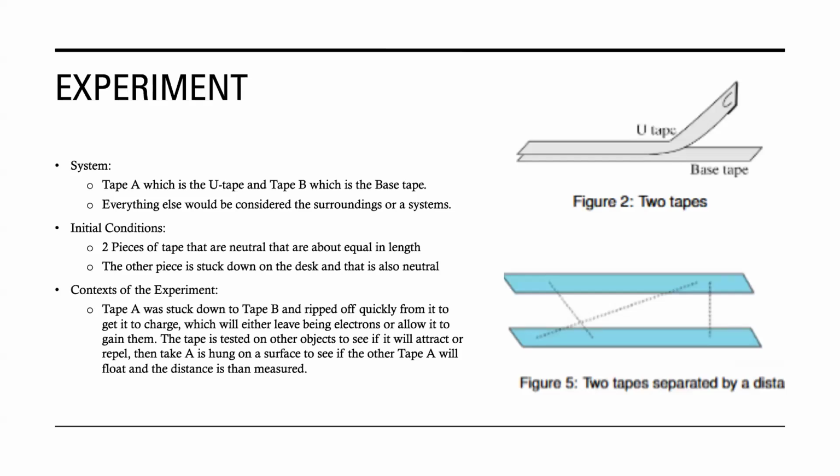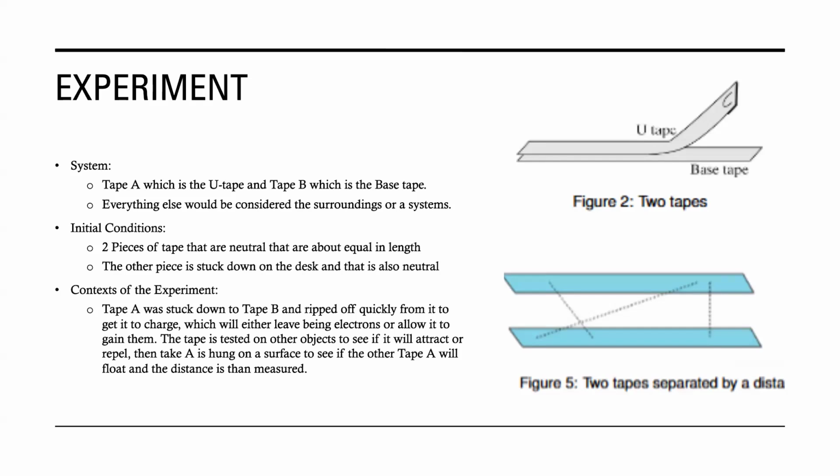Experiment. We have a system: tape A, which is the U tape, and tape B, which is the base tape. Everything else can be considered the surroundings of the system. Initial conditions. Two pieces of tape that are neutral and about equal in length. The other piece is stuck down to the desk and is also neutral.